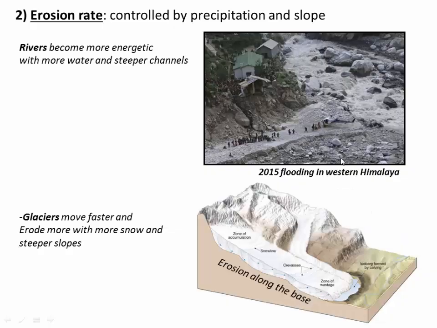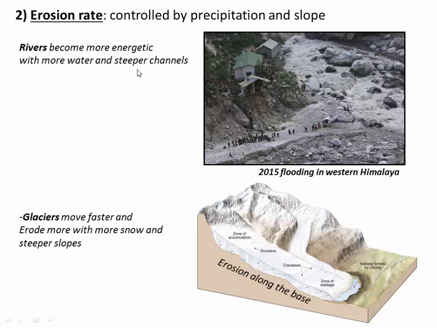So now that you understand how erosion of a wedge can control the width of a mountain range, let's look at what the processes are that control erosion. And we're going to look at two things, rivers and glaciers. And both of these are essentially controlled by precipitation and slope. All right? This is pretty straightforward.